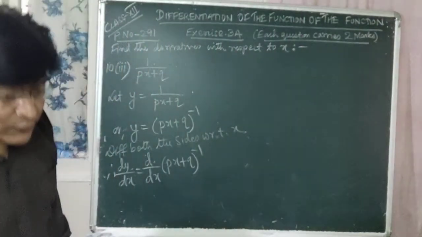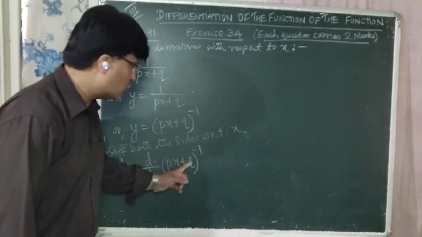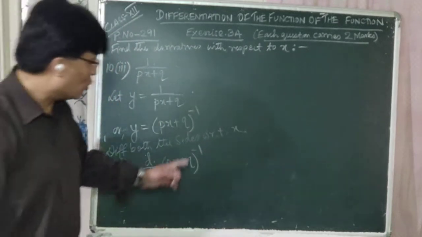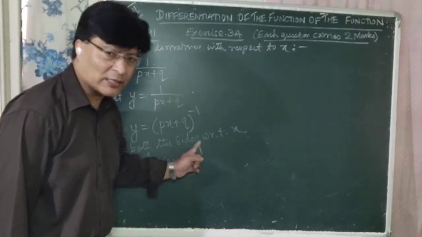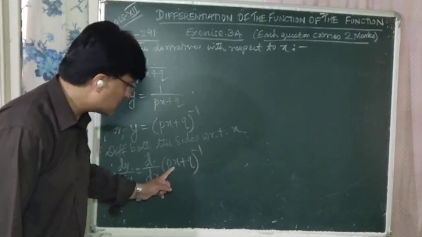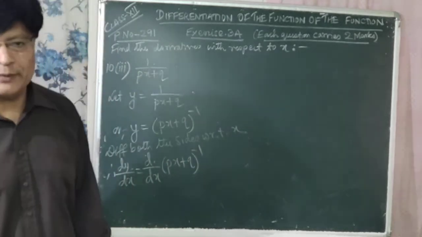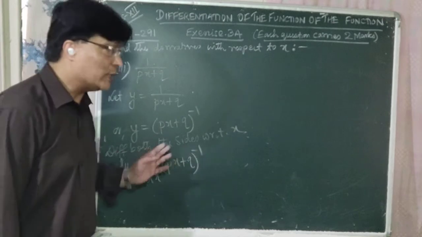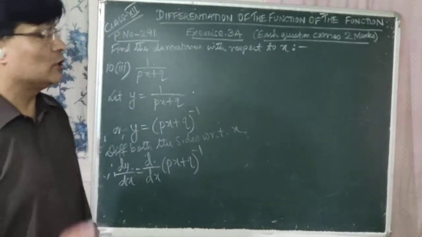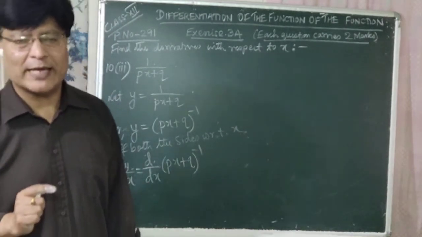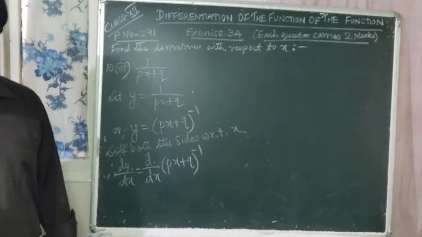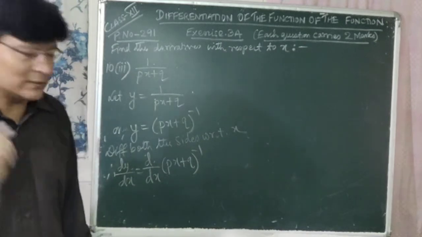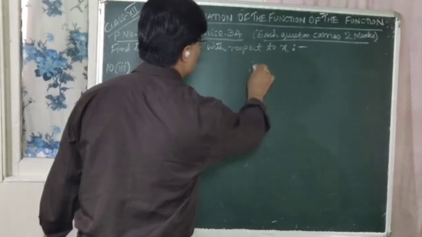So in order to differentiate (px plus q) whole to the power minus 1, what should you take it as? Whole to the power minus 1 is there. It is a constant quantity. You should take it as x to the power n first. So which function is taken as x? It is px plus q. Is that clear? So it is in the form x to the power n. So you know the differentiation of x to the power n with respect to x is equal to n into x to the power n minus 1. Is that clear?